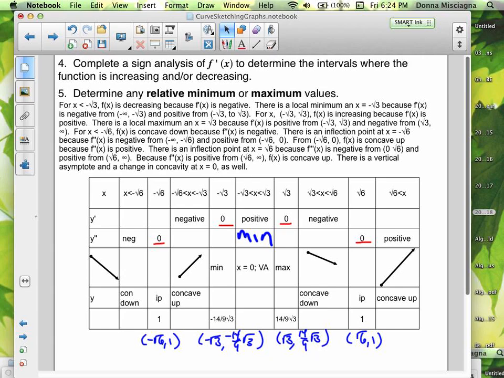There's an inflection point at x equals the square root of 6 because the second derivative is negative from 0 to square root of 6, and positive from square root of 6 to infinity. And so because our second derivative is positive from square root of 6 to infinity, the function is concave up. There's also a vertical asymptote and a change in concavity at x equals 0 as well. So we changed concavity. Notice we're concave up and concave down, but 0, of course, is not an inflection point because of the asymptote. And so here's the graph.